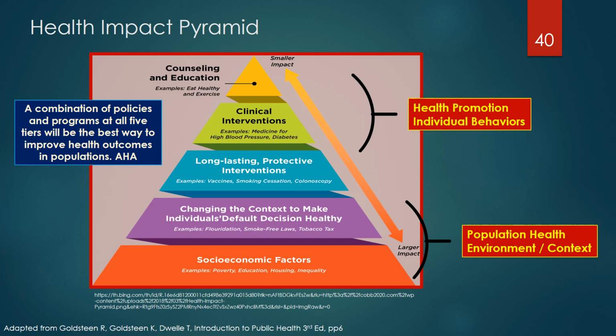Since its publication in 2010, the Health Impact Pyramid has been referenced by several organizations. An American Heart Association publication states, "The improvement in socioeconomic status is a worthy goal for any society, and the American Heart Association Community Guide fully recognizes the critical importance of the social determinants of cardiovascular disease." The report further argues that a combination of policies and programs at all 5 tiers will be the best way to improve health outcomes in populations.